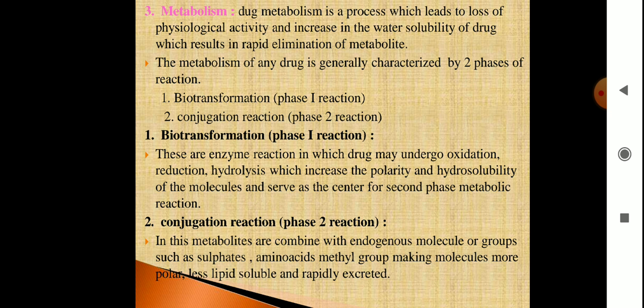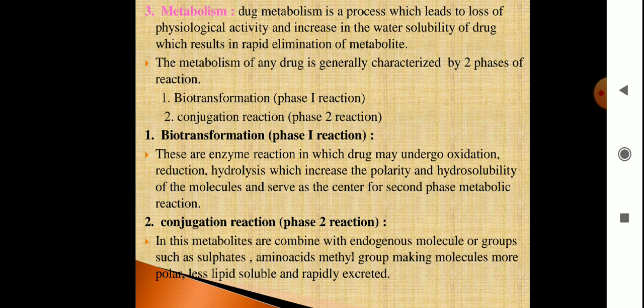The drug should be soluble in water, and as a result it will help in the rapid elimination of the metabolites. We can call it an enzymatic or chemical modification of the drug in the body, which is called metabolism. And the metabolism of any drug is categorized into two phases.